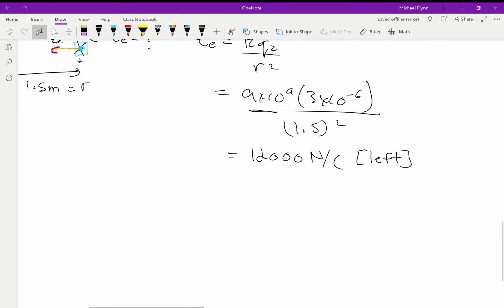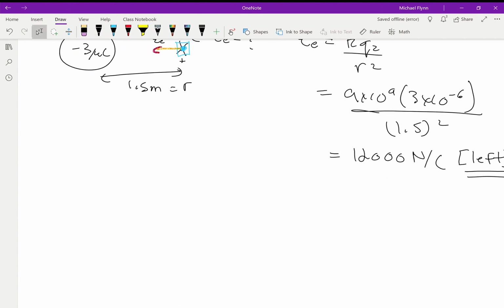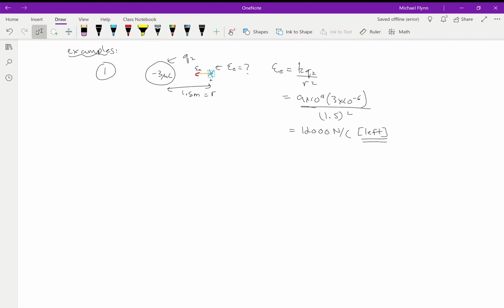So 12,000 newtons per coulomb to the left. How do we get the direction? Because we know it had to be attracted to the negative charge. Positive and negative attract, right? We always test with a positive charge, so that's it. So there's example number 1, just a point charge, very simple. Example number 2: what happens if we have more than one charge?